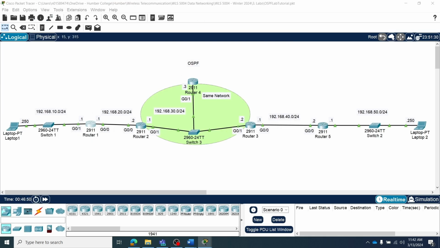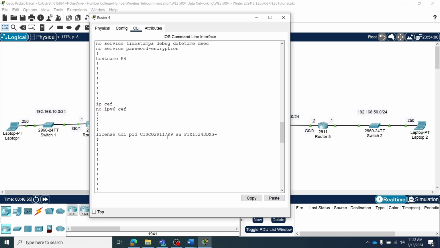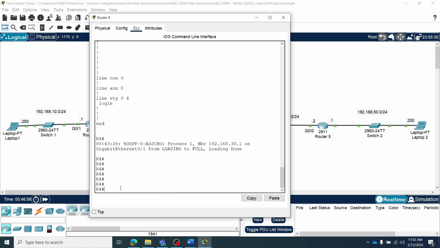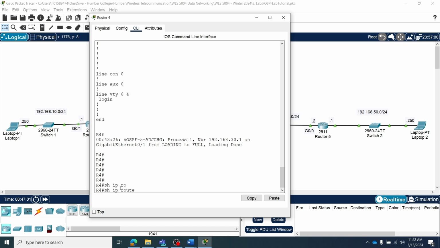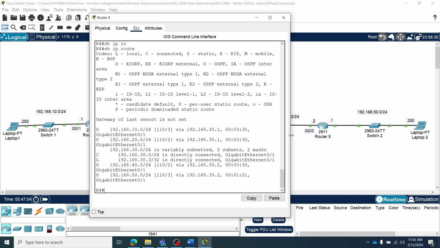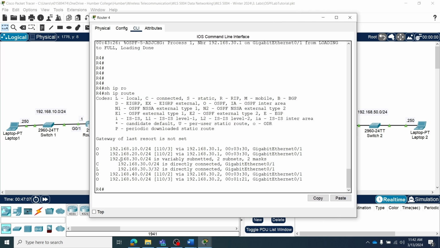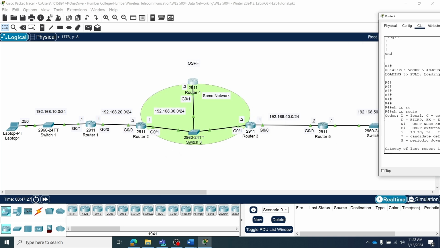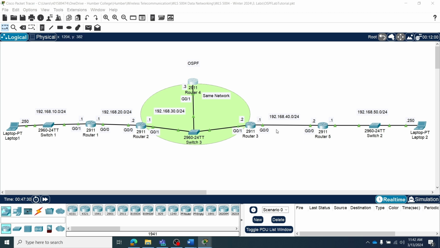So let's see what router 4 has in its routing table. We use show IP route. Now you can see this router also has the 10 and 20 networks through OSPF, only the 30 network is a connected network, and the 40 and 50 networks, both of them it got from the OSPF advertisement. So the OSPF configuration is done on all of these routers.